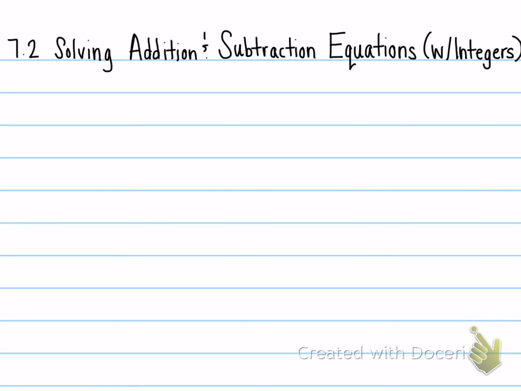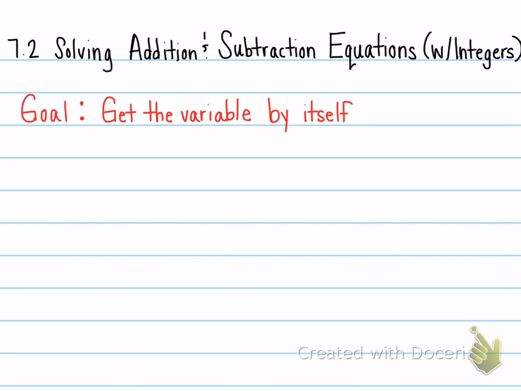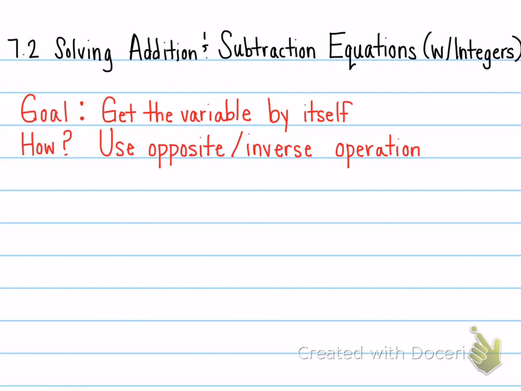We are going to continue our notes on solving addition and subtraction equations, but we are going to add integers now to our examples. Let's just remind ourselves that our goal when we are solving any equation is to get the variable by itself. To do that, we are always going to use the opposite or inverse operation. So let's take a look at this first example.